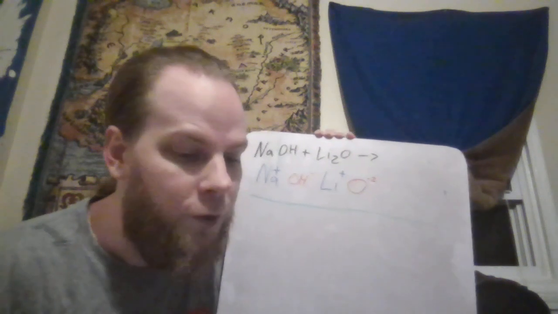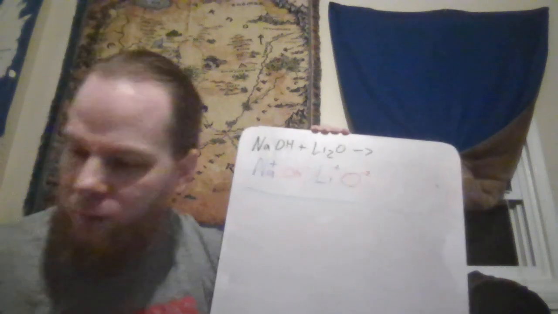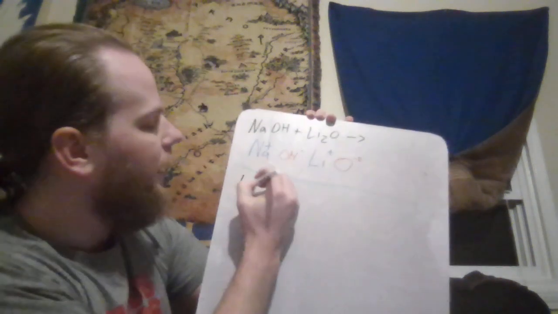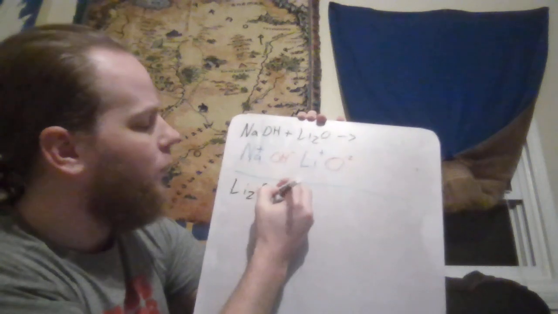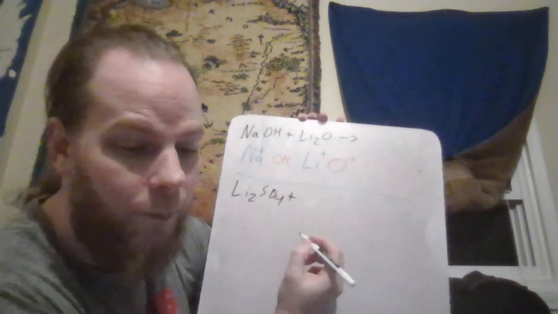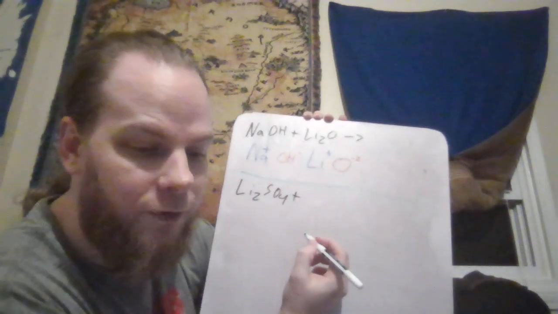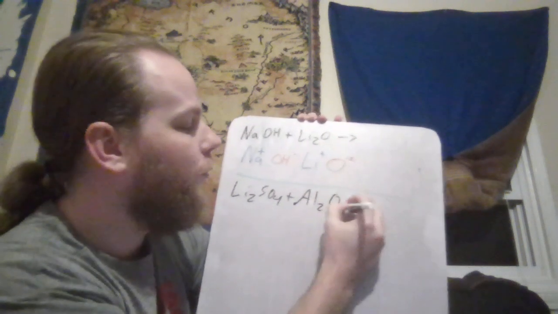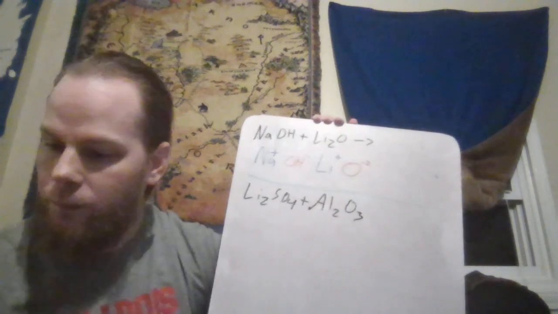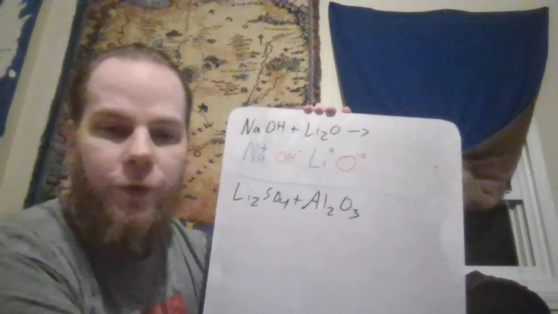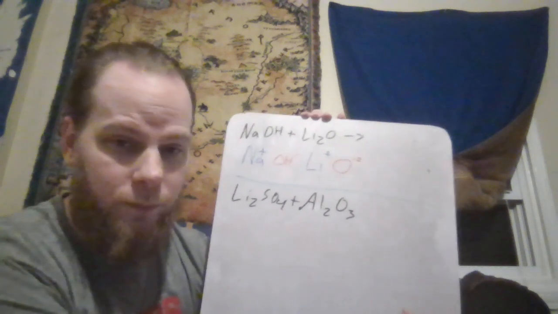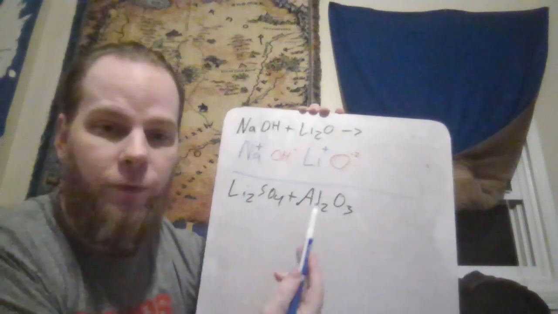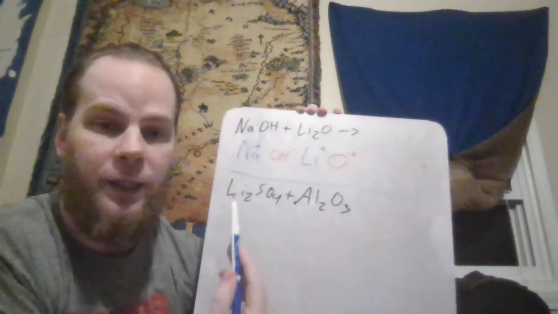Let's do number 3 next. Number 3 looks like a good pick for next. So 3 is Li2SO4, plus Al2O3. All right. So this time, once again, cation is the metal. Both of these are metals, so these have to be the cations.